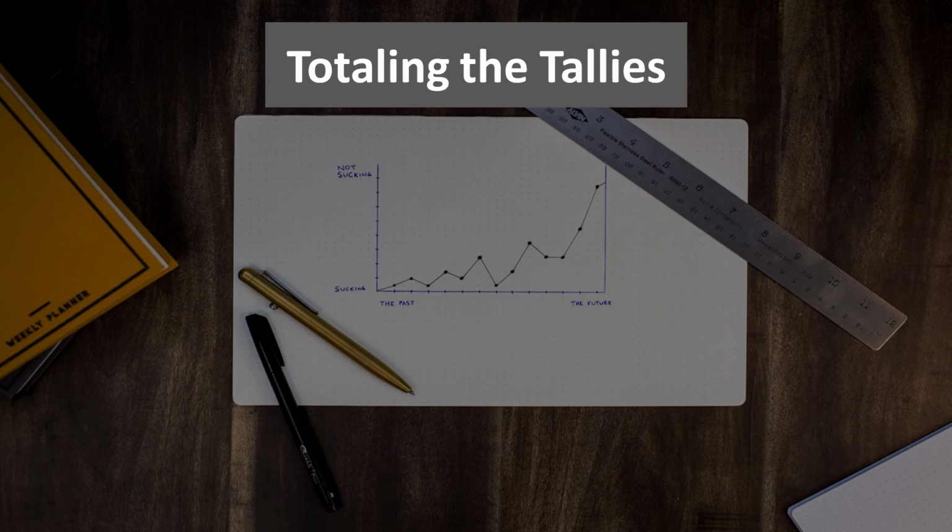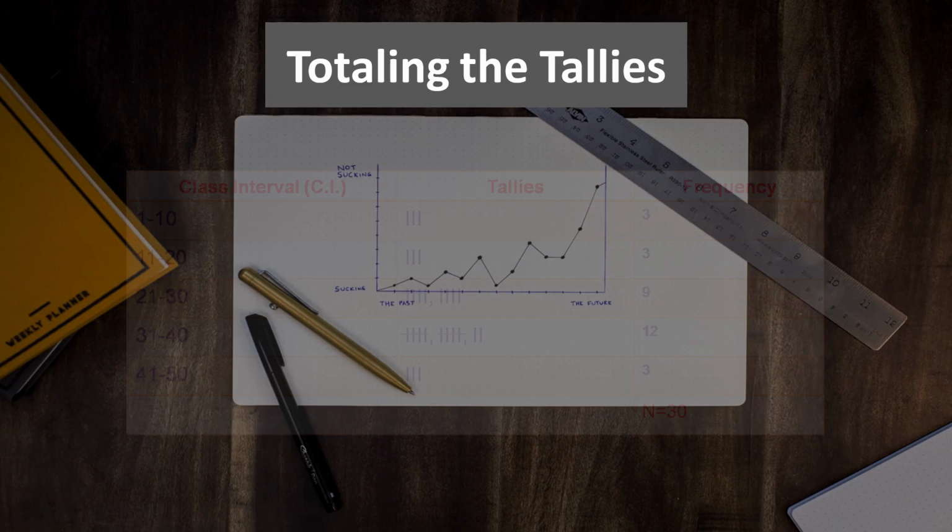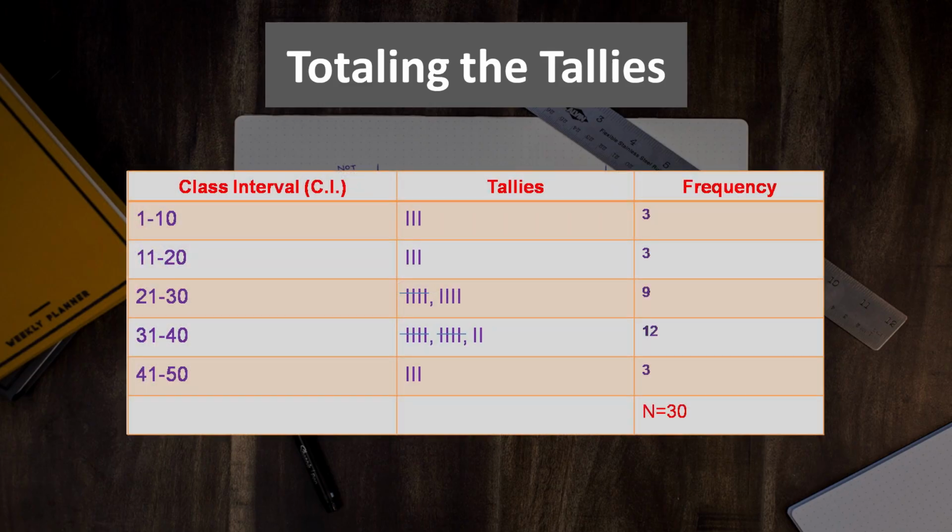Then the last step, the seventh step, is totaling the frequencies. Here you see the class interval is the first column, tallies is the second column, frequencies are the third column, and for the total you have to add 3 plus 3 plus 9 plus 12 plus 3. So N is here 30. So this is called a frequency distribution table.